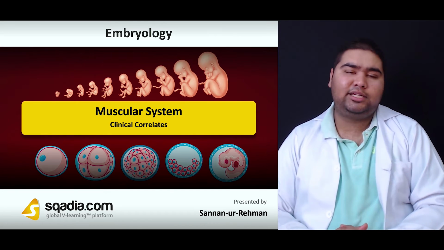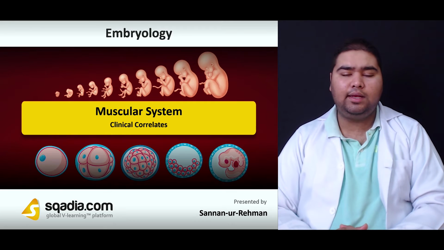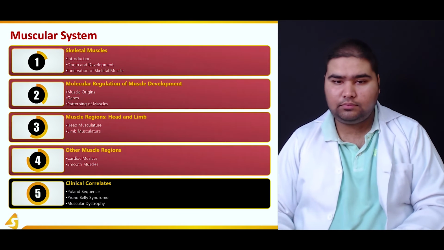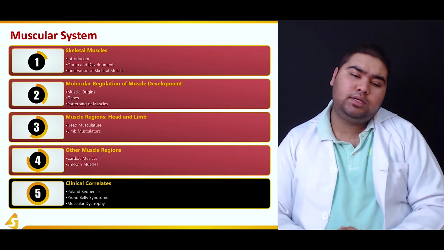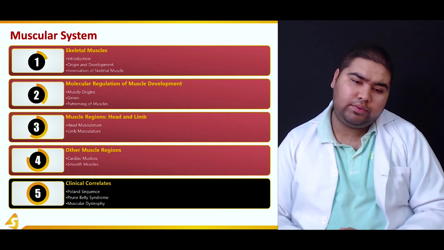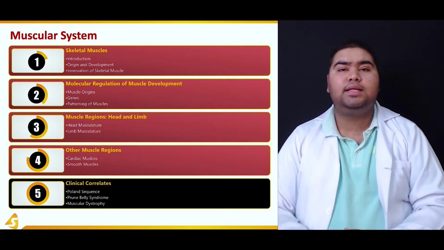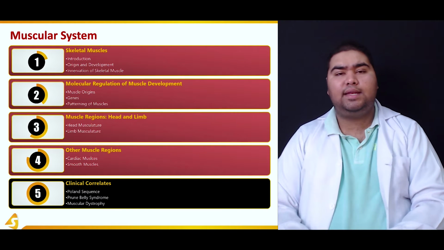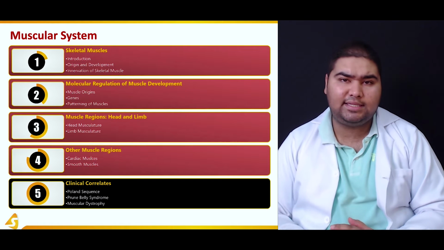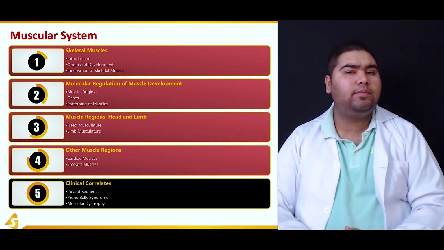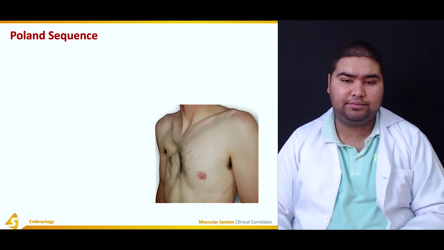This is the last section of this presentation. In this section we'll talk about the clinical correlates. So this section is further divided into Poland sequence, prune belly syndrome and muscular dystrophy. These are the clinical correlates of the skeletal system and all the elements of the skeletal system that we discussed before. I hope you remember them and I hope you are as excited as I am for this section.